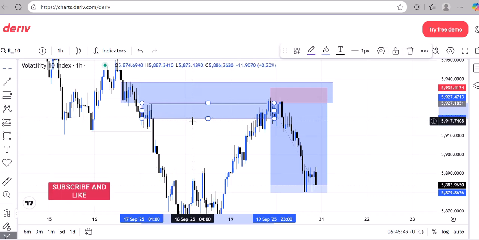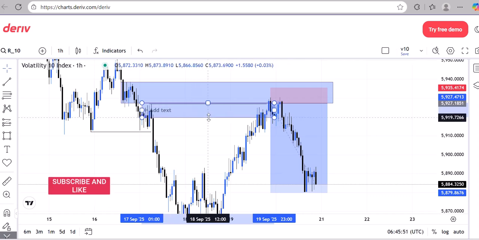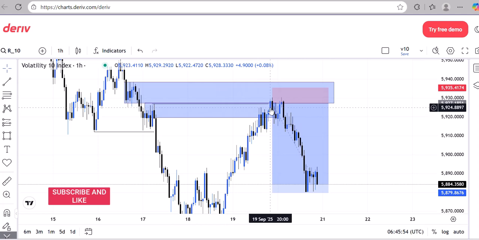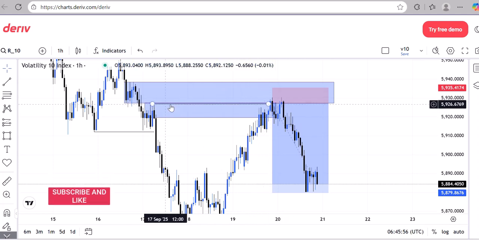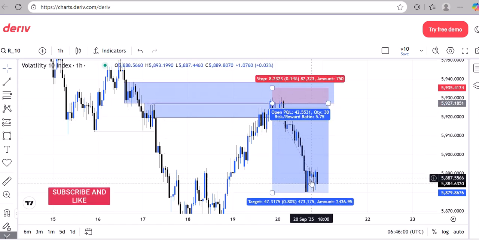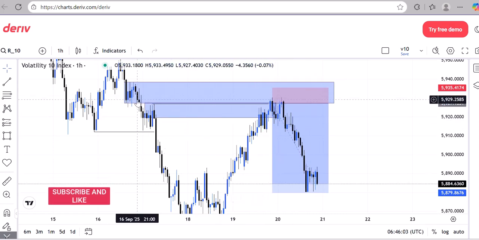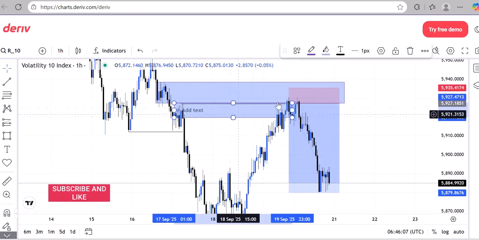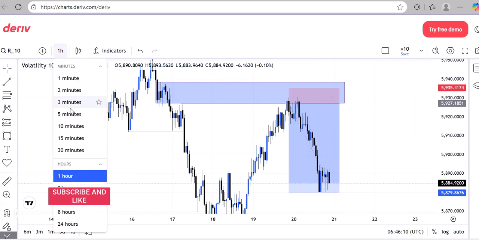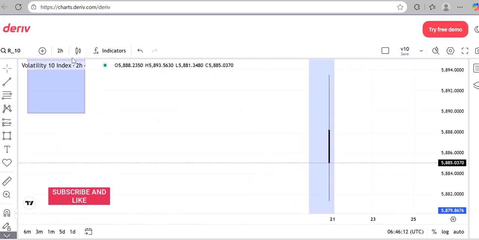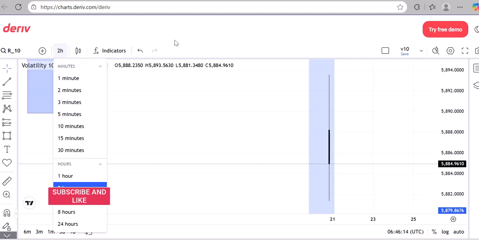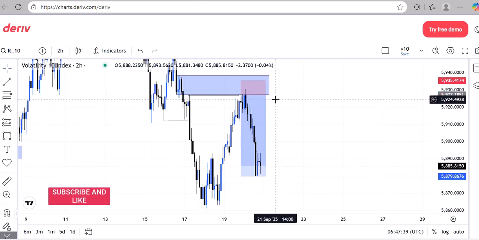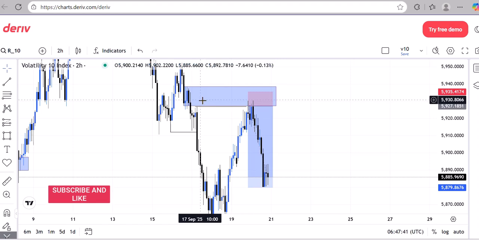Okay, so this 1 hour time frame, price came in, like I said earlier, it took out all the stop losses of those that wanted to sell here, right? And then the price went down. So we stick with our first zone, the zone we saw earlier on our 2 hours time frame. Okay, coming back to our 2 hours time frame, this was the zone we spotted in our 2 hours.